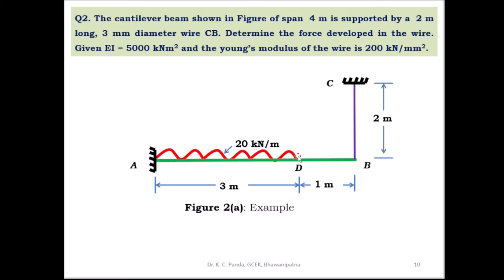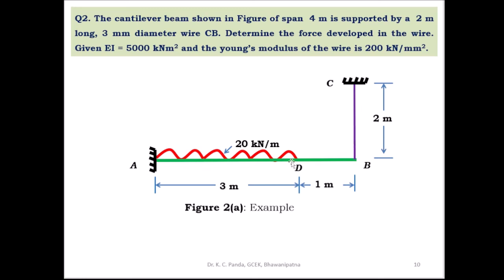The UDL 20 kilonewton by meter is acting up to the length 3 meter, that is for the portion AD. And this is the wire. So this wire is fixed at C and this is tied to this cantilever at B. And the length of the wire is given 2 meter and the diameter of the wire is given 3 mm. So you have to find out what is the force developed in the wire.